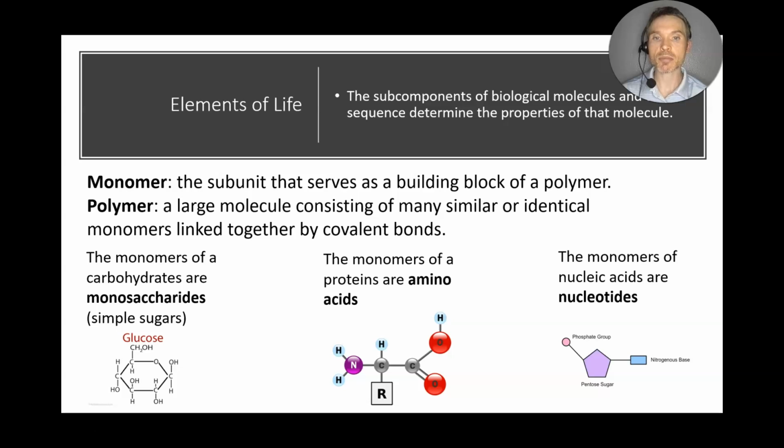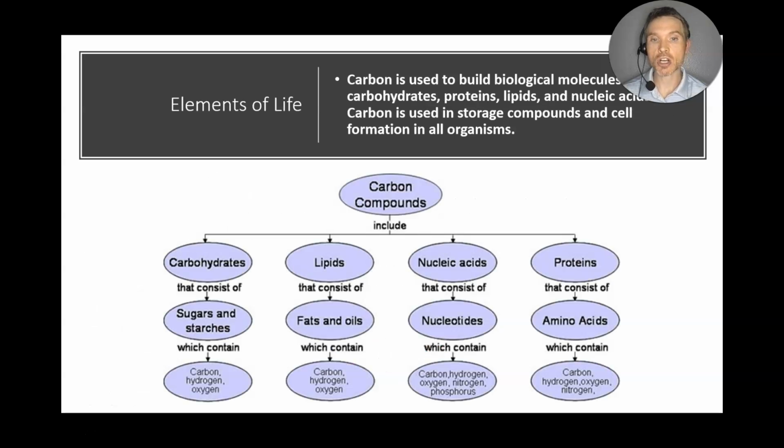So remember that term I talked about in the last presentation, covalent bonds. That is the sharing of electrons between two atoms. The monomers of a carbohydrate are called monosaccharides. These are called simple sugars, things such as glucose. The monomer of proteins are amino acids. And finally, the monomer of a nucleic acid is called a nucleotide. What you'll notice on this slide is the importance of carbon throughout life. As I mentioned before, it's used for carbs, lipids, nucleic acids, and proteins.